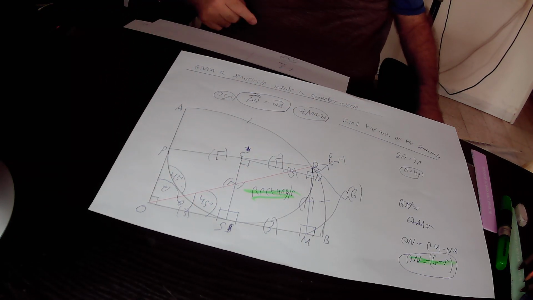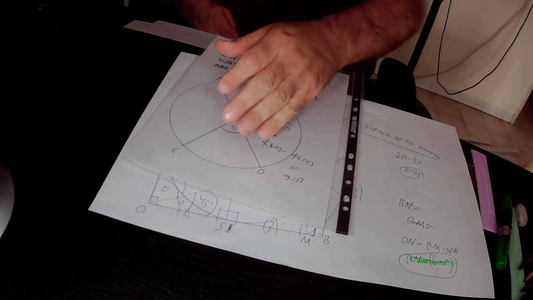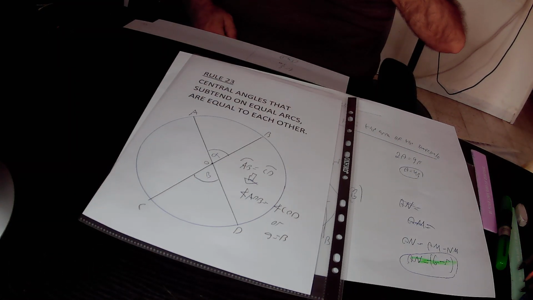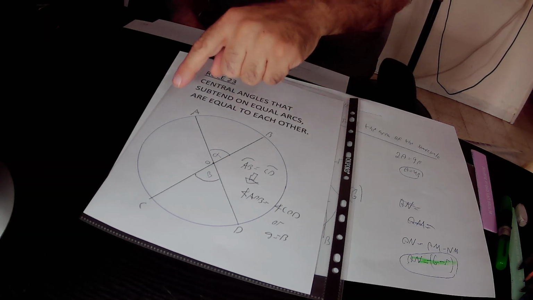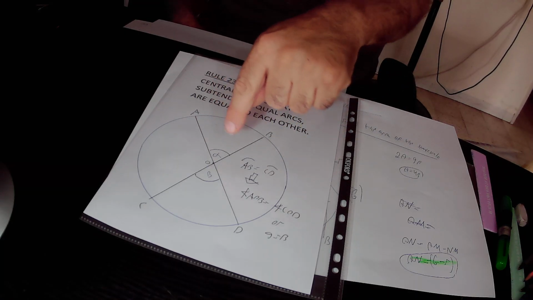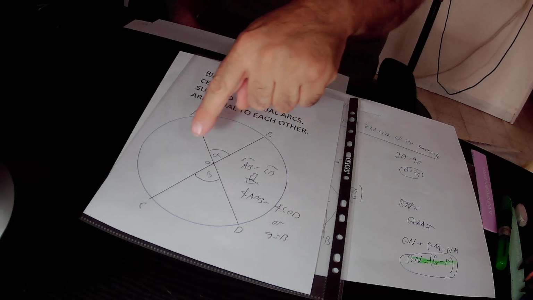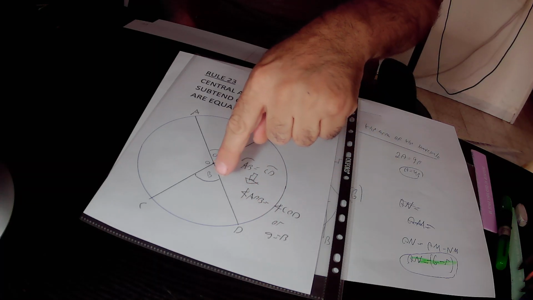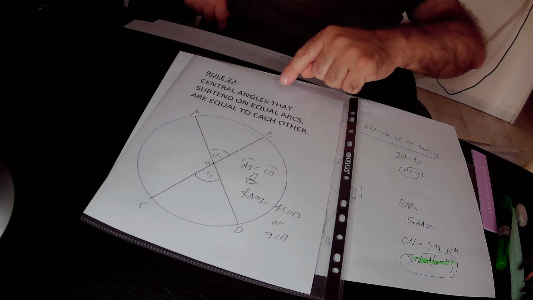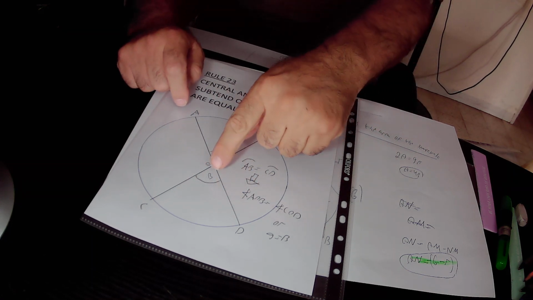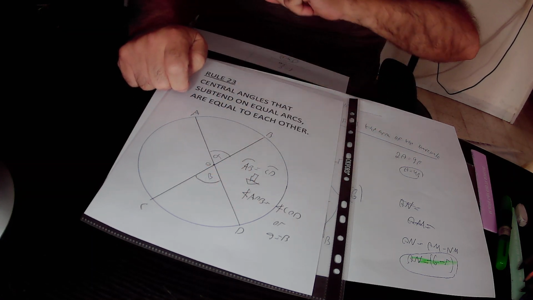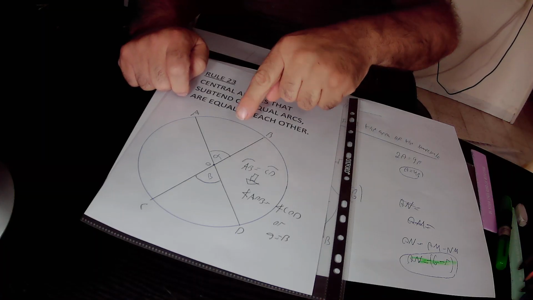And again, according to rule 23, angles that subtend equal arcs are equal to each other in size. So in the drawing, this is the angle that subtends arc AB, and this is angle COD that subtends arc CD. If arc AB is equal to arc CD in size, then those two angles must be equal to each other in size. That is to say, alpha equals beta.